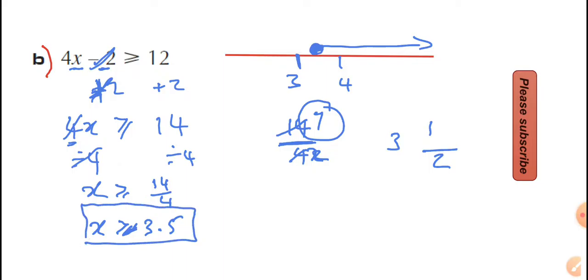If they asked you what's the smallest integer value that x could be, or what's the smallest whole number that x could be, the smallest value x could be is 4.